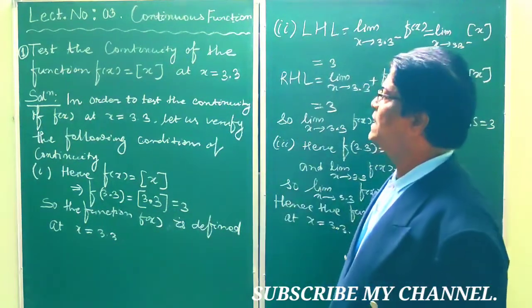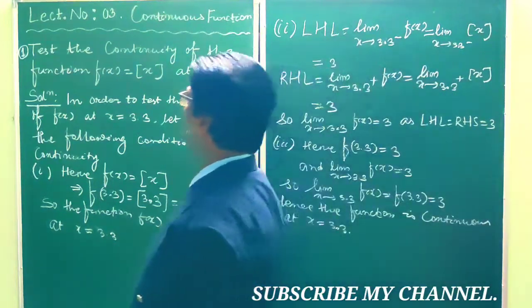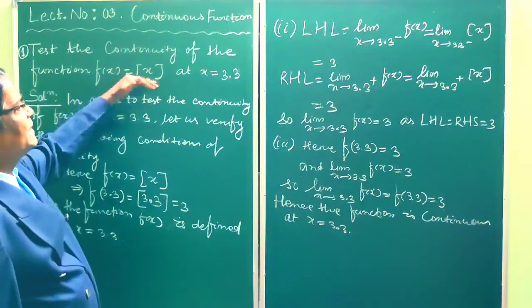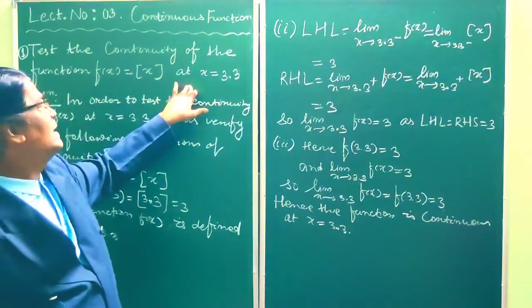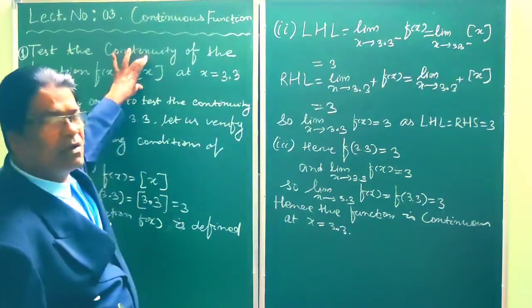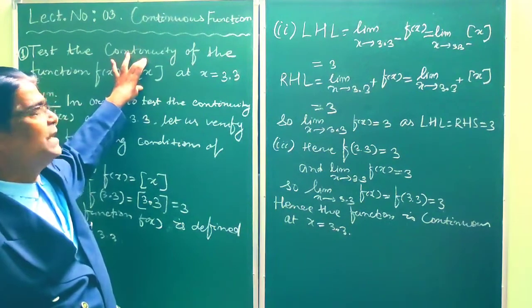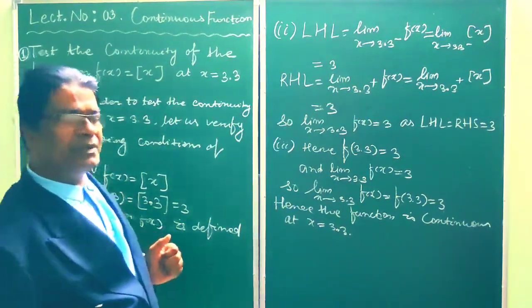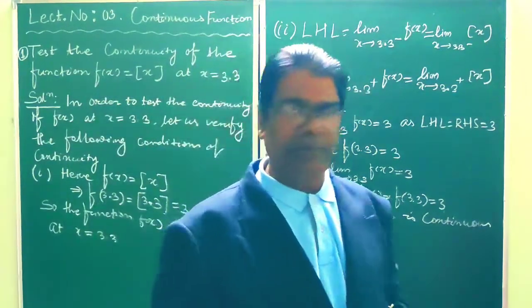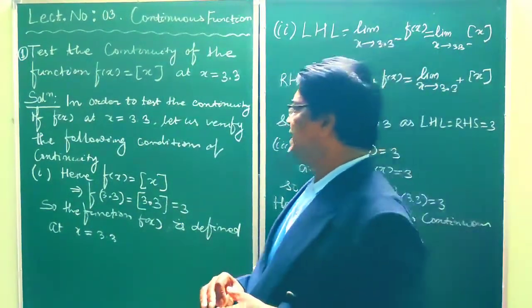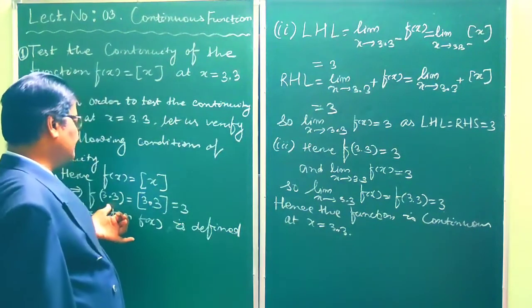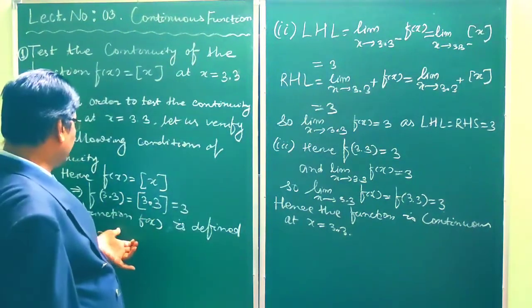So here the question is to test the continuity of the function f(x) = [x] at x = 3.3. This [x] is called greatest integer function, and so in order to test the continuity of the function we have to verify the three properties. The first one is we have to show that the function is defined at x = 3.3, and that we have verified here.